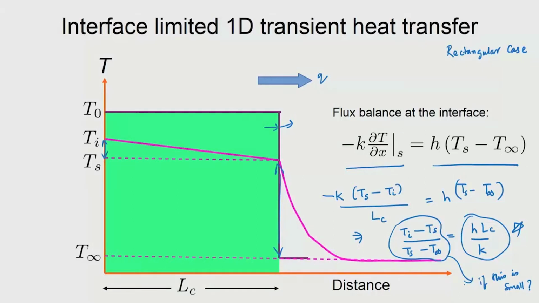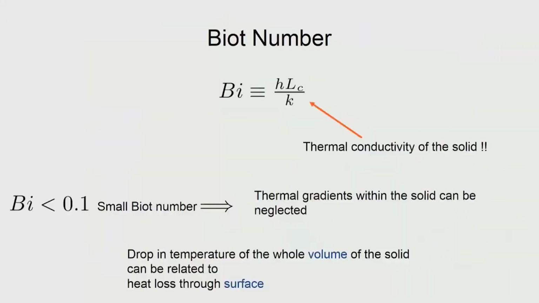So, h Lc by k will then take some importance, and we will see how we can use that as a non-dimensional number. So, that number has a name, and that is called the Biot number, or Biot number as you would like to say. So, Biot number is given as h into Lc by k, which basically tells you whether the temperature profiles within the bulk are having flat gradients or not. So, in situations where Biot number is very small, less than 0.1, we can assume that inside the bulk there are no gradients, and in situations where Biot number is very large, it means that the gradients are very steep. And we have to alert here the k that is here.